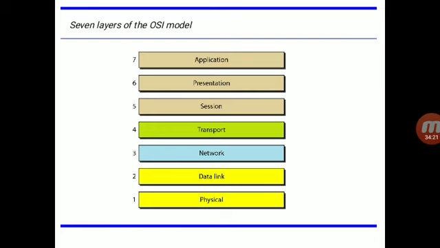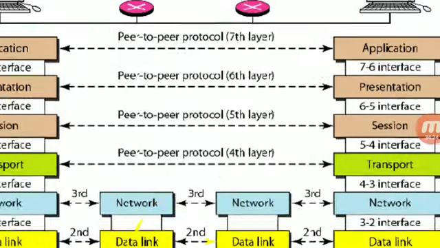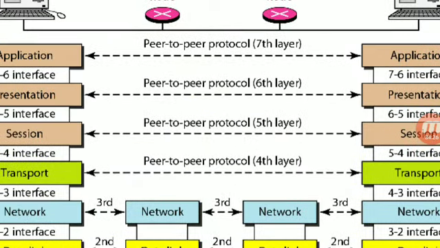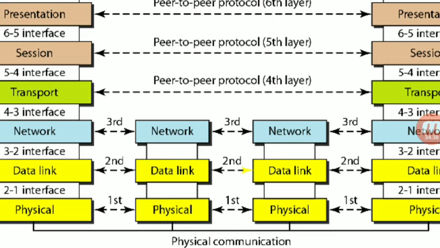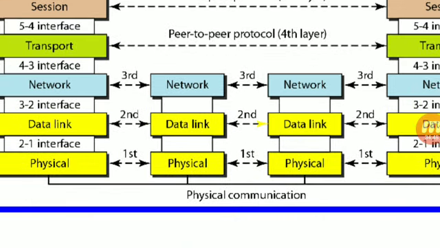You can see the dotted lines between the two layers: at layer 7 a peer-to-peer protocol will take place, at layer 2 a peer-to-peer protocol will take place, at layer 3, layer 5, layer 4, and similarly each layer is talking with the corresponding layer of the other device, and this is how the communication takes place. And when it comes to physical communication, your actual data is sent in the form of, say, optical or electrical signals.